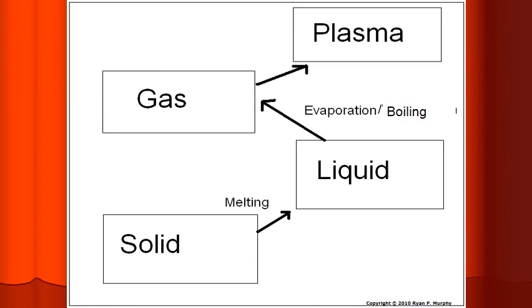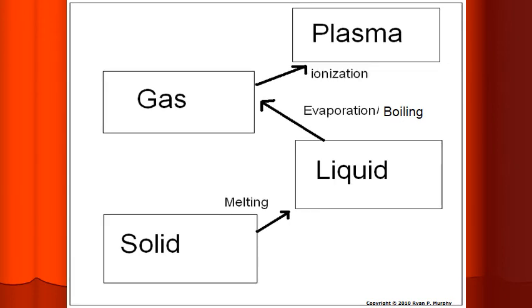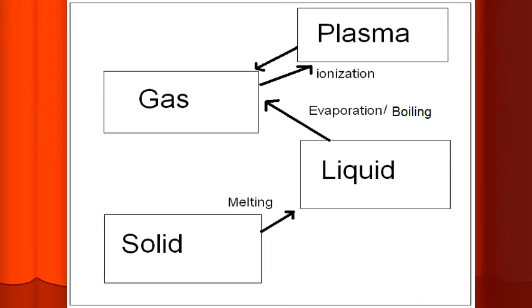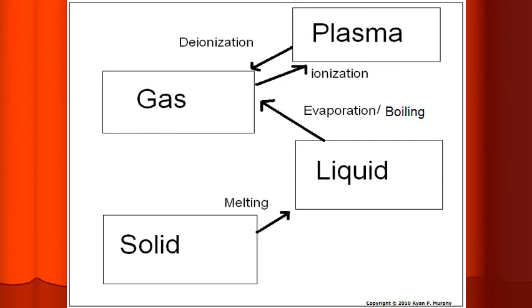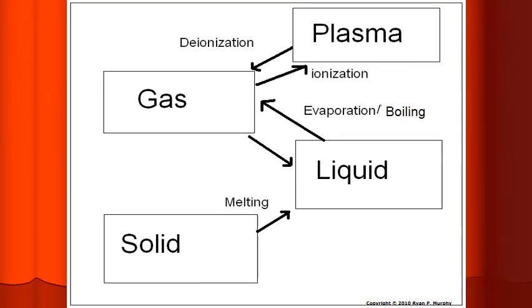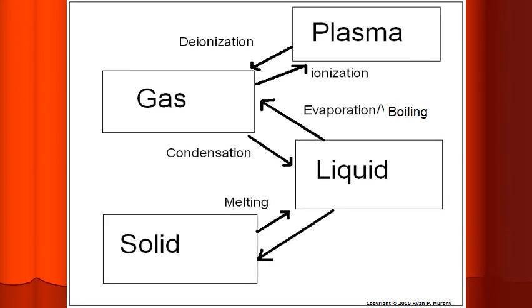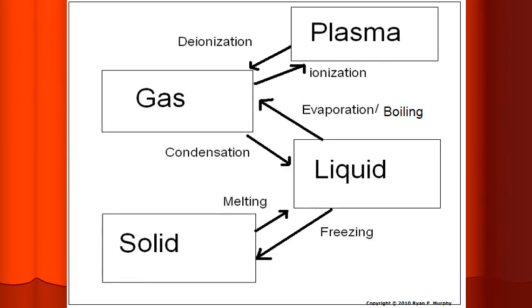When we change from a gas to a plasma, that's going to be ionization. That word's not going to mean a whole lot to you right now, but it'll mean a lot to you later on. It basically means that the electrons are getting kicked off of the atom. When we go back from plasma to gas, it's deionization, just the opposite. When we go back to a liquid, it is condensation, and when we go back to a solid, it is freezing. And there's one more that I left off here. Do you remember the dry ice going from a solid to a gas was sublimation? So go ahead and get those all filled in.